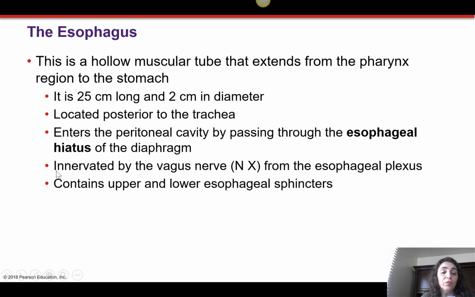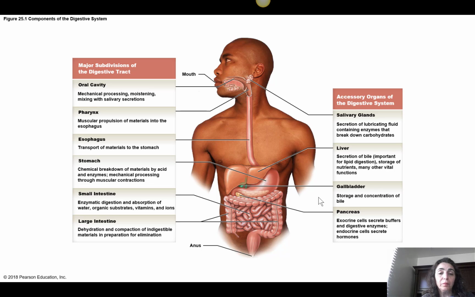The innervation of the esophagus is the vagus nerve, that is cranial nerve 10, from the esophageal plexus. And the esophagus contains one upper and one lower esophageal sphincter at its two ends. Here you see the esophagus. After the pharynx that you have here, the esophagus starts here and goes all the way down, passes through the diaphragm and gets into the stomach here.